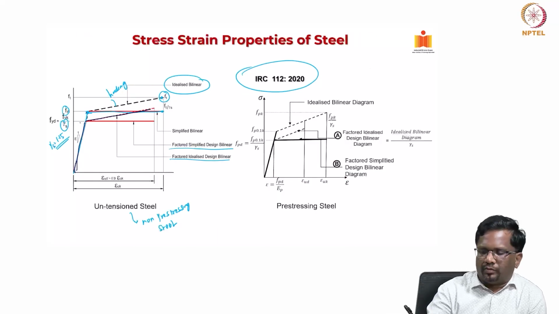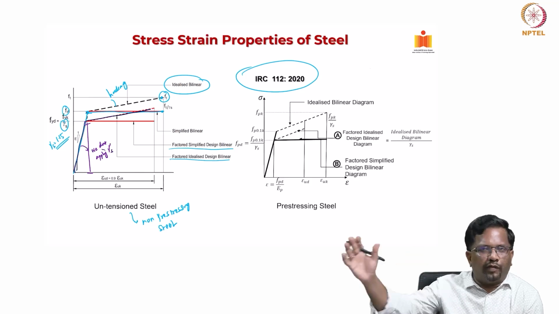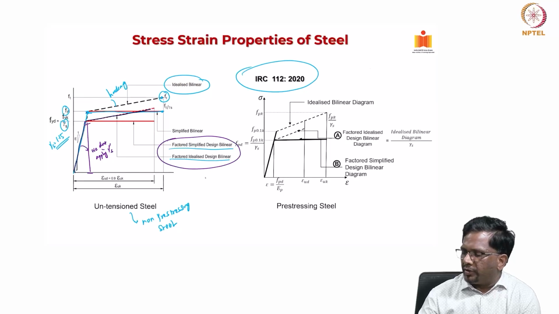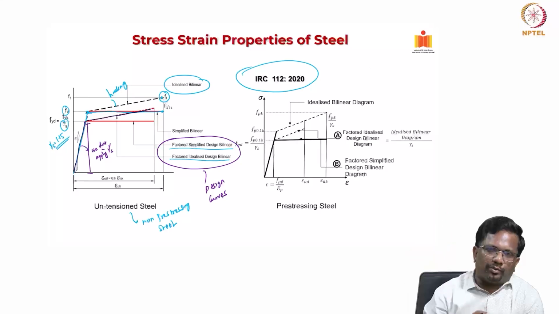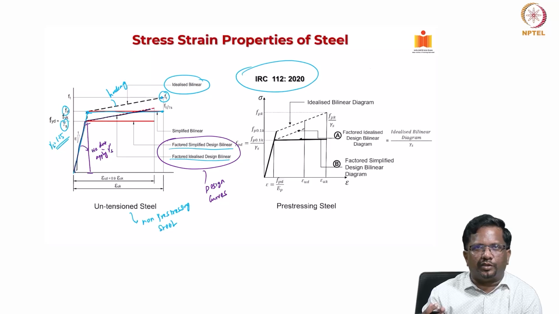Okay. So, the yield strength divided by gamma S. Before that, in this region, we do not apply gamma S. Only after the yield strength we apply gamma S. When you do that, these are design curves, these are called design curves. And these are idealized curves representing the actual material property, but when you divide it by the partial safety factor for material, then you get your design stress strain curves. So, you get either straight simplified design bilinear or factored idealized bilinear.